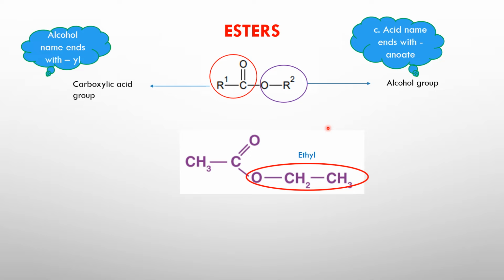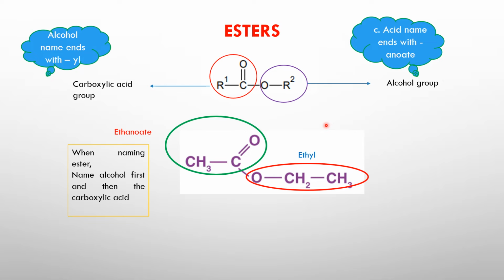So now when we are going to name the ester, we are going to name the alcohol first and then we are going to put the name of the acid. So we are going to write down the name as such: ethyl ethanoate.